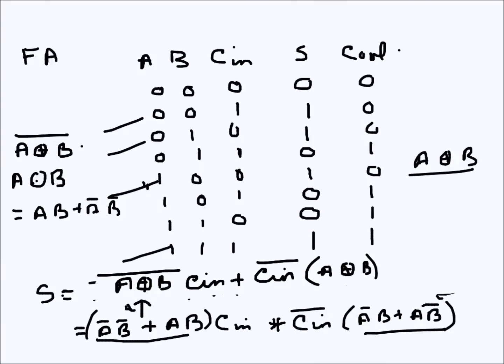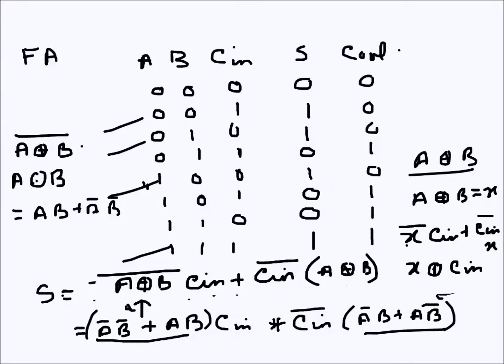XOR B. So if I think that A XOR B is like X or something, just to make it simple, then this is becoming X bar C in plus C in bar X. Now this whole thing is again X XOR C in, because this is again like A bar B plus A B bar. That's what it is.